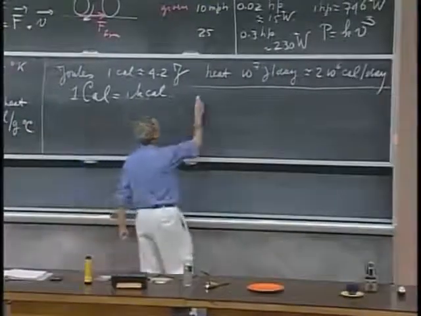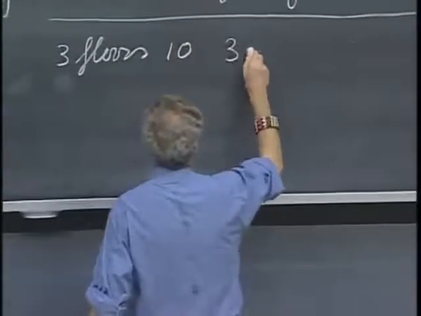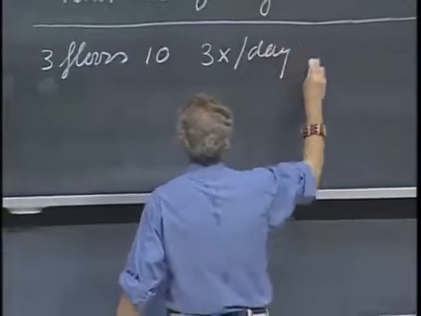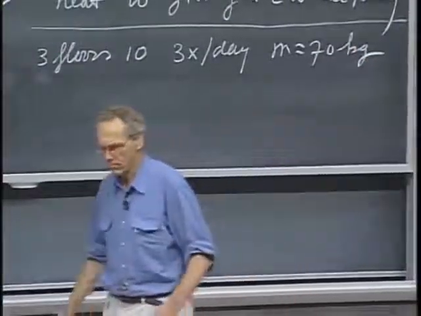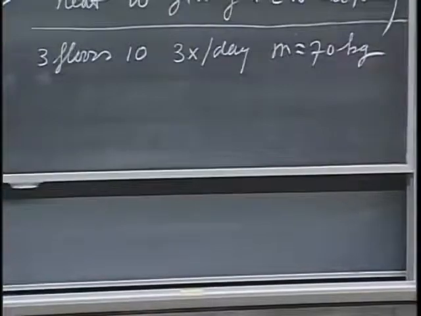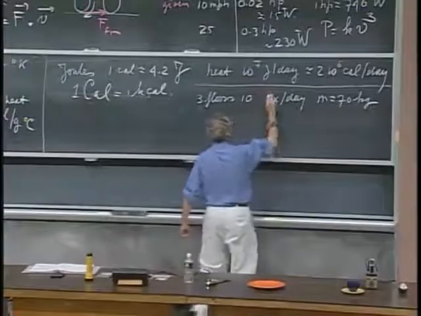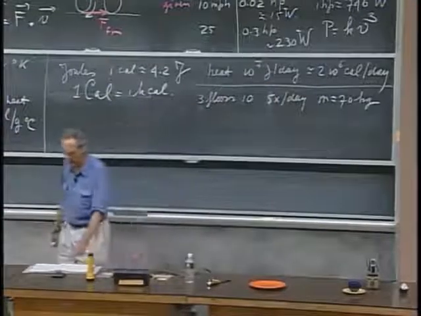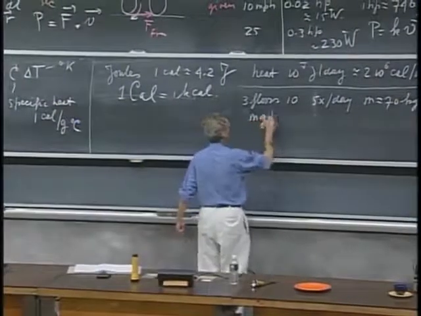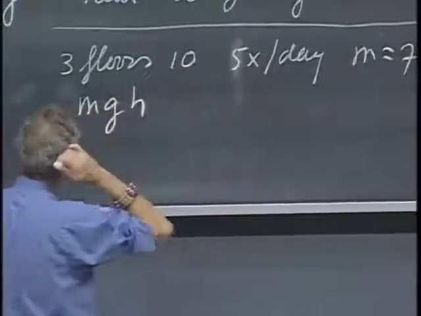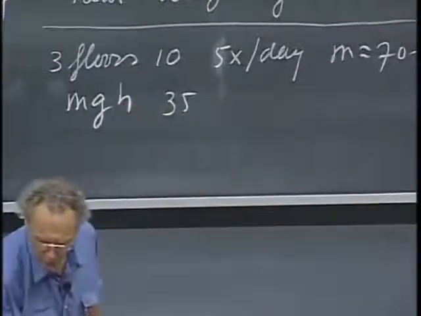Suppose we walk up 3 floors, which is about 10 meters high. And let's say we do that 3 times per day. And let's give you a mass of about 70 kilograms. It's about my mass. How much work do I do when I do that 3 times? Oh, let me do it 5 times per day. Boy, I really go out of my way. 5 times per day, I go 3 floors up. Well, the amount of work that I do is mgh. The 10 meters have to be multiplied by 5 because I do it 5 times. And so I get 35,000 joules of work that I do.